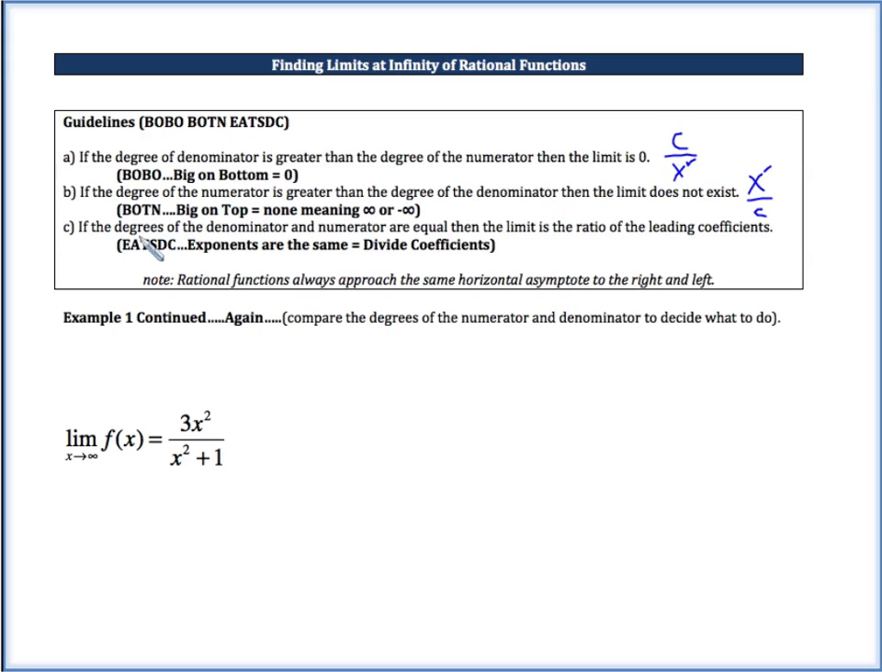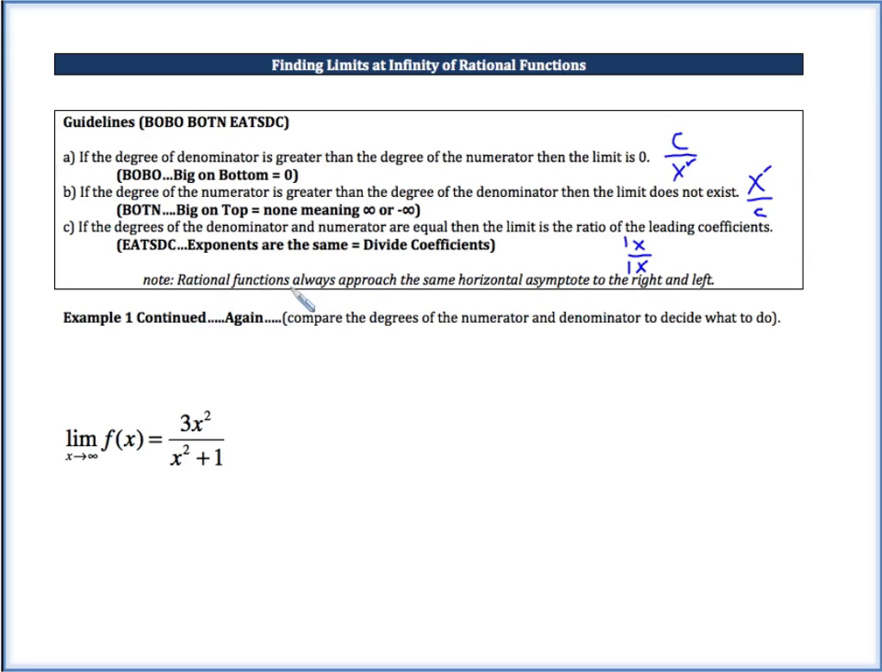And the next one, if the degrees of the denominator and the numerator are equal, then the limit is the ratio of the leading coefficients. And that's our EATS DC. EATS stands for exponents are the same. And then DC means divide coefficients. Okay, so in that case, we would have the same exponents on top and on the bottom, and then it would just be a fraction of their coefficients.